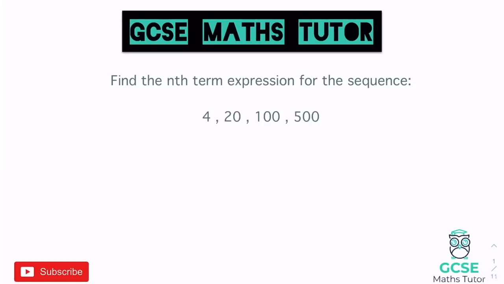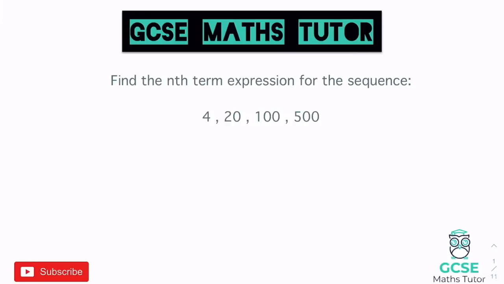Find the nth term expression for the sequence 4, 20, 100 and 500. Now when it comes to a geometric sequence or geometric progression, what we need to have a look at is what we are multiplying each term by to get to the next one. And there's quite a simple way of doing that. You just take the bigger term and divide it by the smaller term before it.